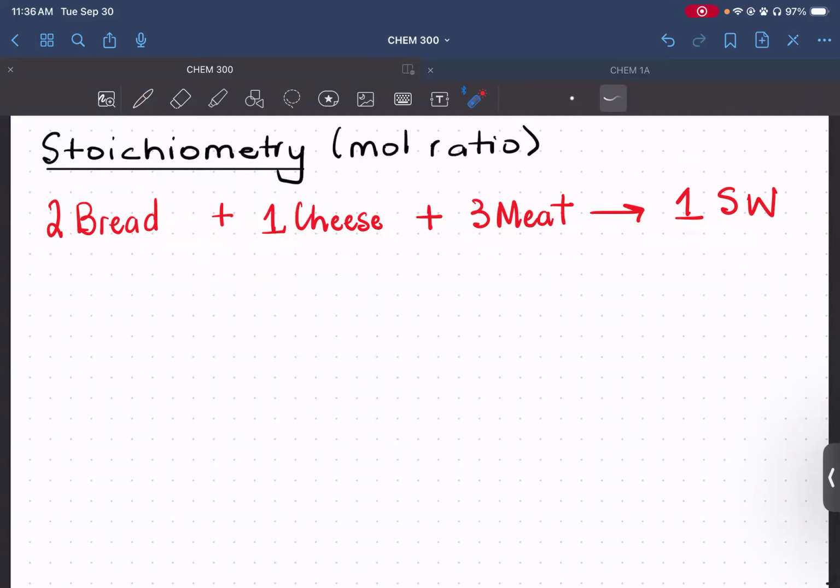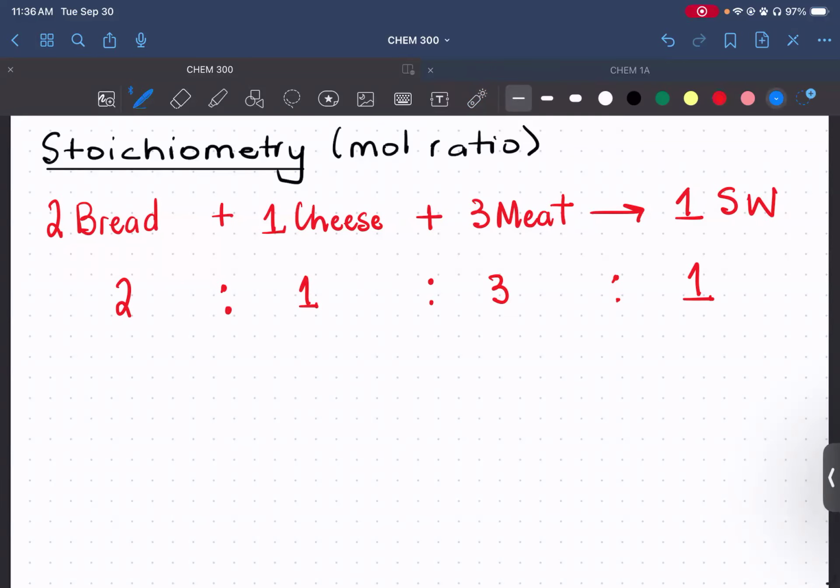The balancing, of course, tells us how much of each reactant, how much of each ingredient we need in relation to the product. From this, we're actually able to build a ratio very simply that for every 2 slices of bread, we need 1 slice of cheese, we need 3 slices of meat, and all in all, this will get us 1 sandwich. These ratios become important because without actually having to do the work, we can make predictions.